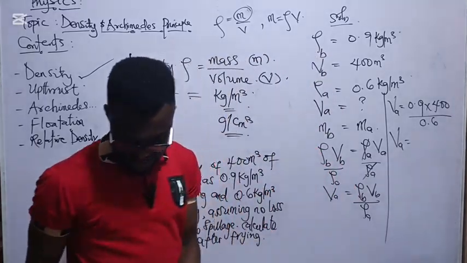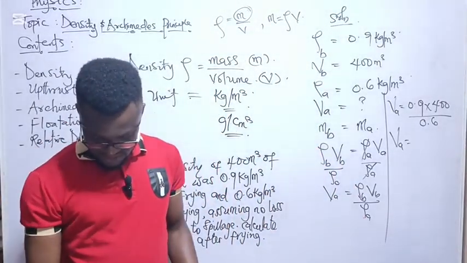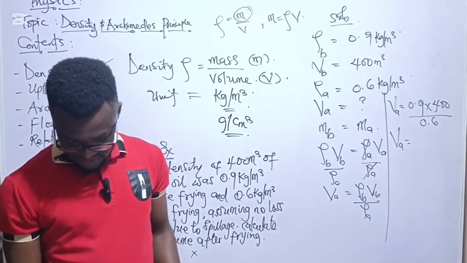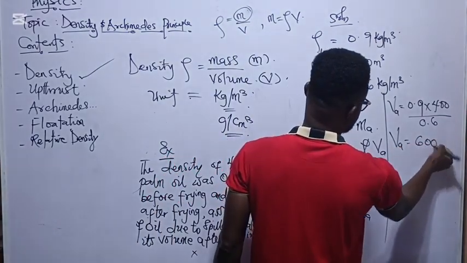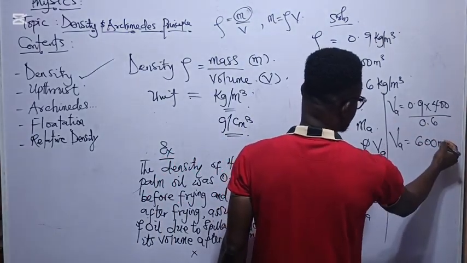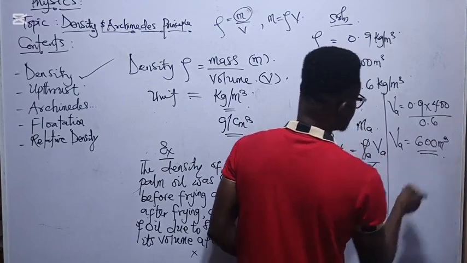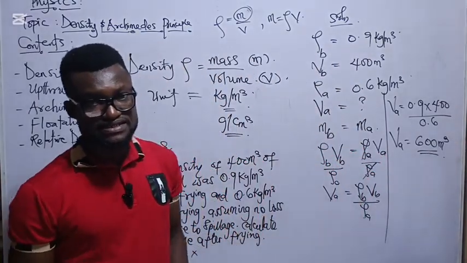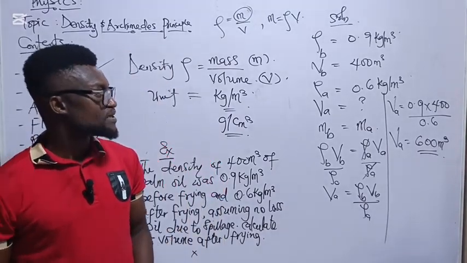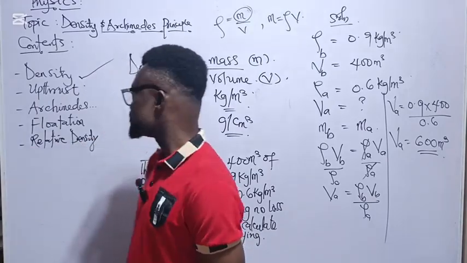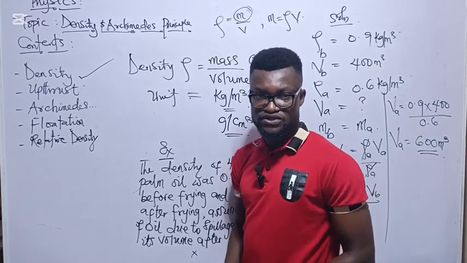Now, if we do the calculation, then we are going to get 600. Now, the volume is measured in meter cube, and that gives the volume after. That's the volume of oil after the frying. Now, let's look into another part, which is upthrust.